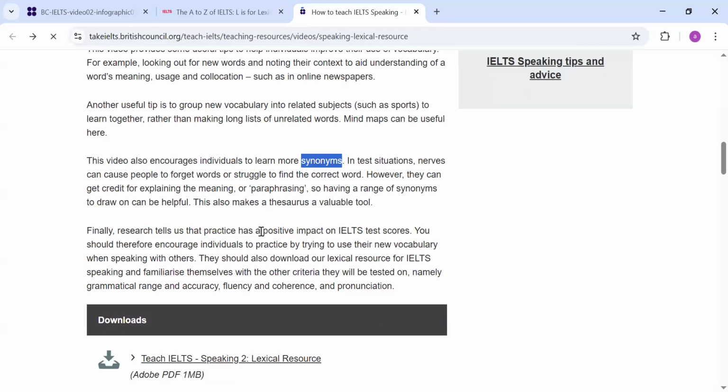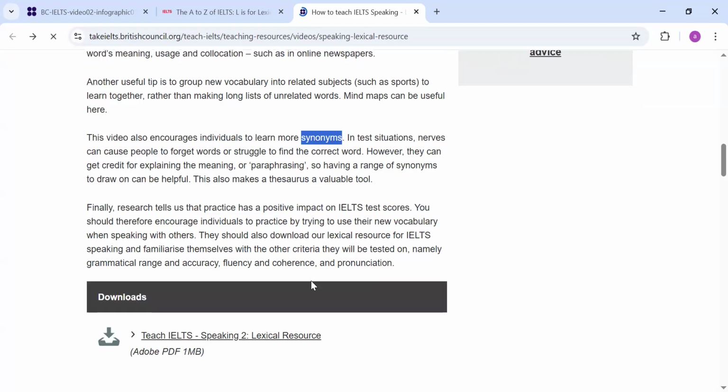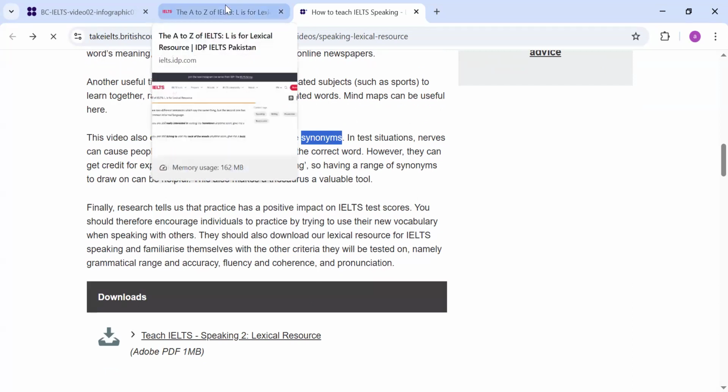And research tells us that practice has a positive impact on our score. So you should therefore encourage individuals to practice by trying to use the new vocabulary. This is the one thing which I have mentioned, that you need to practice, like you need to use those words. If you are learning, just learning is not enough. We need to use those words correctly, and in certain cases these words are helpful, and in certain cases these words are not helpful.